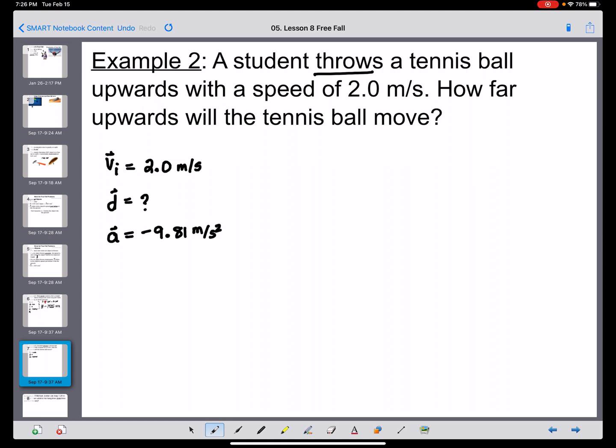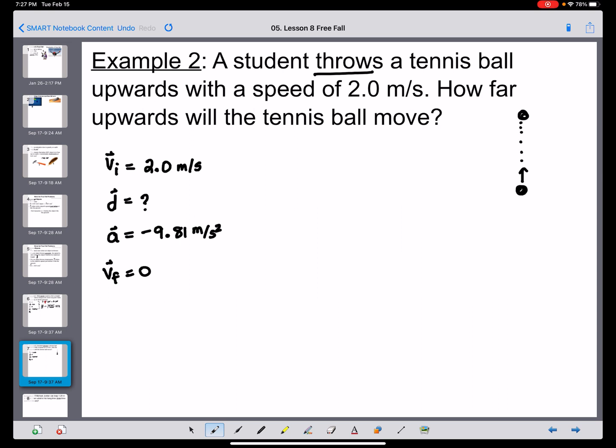Now, there's one other thing we know here. It doesn't tell us in the question, we just have to know this. We have to know that when this tennis ball gets to its highest height, the speed is going to be 0, right? So if I draw a little picture, here's the tennis ball. When it leaves my hand, it's moving up. It goes up, and as it moves up, it's slowing down.